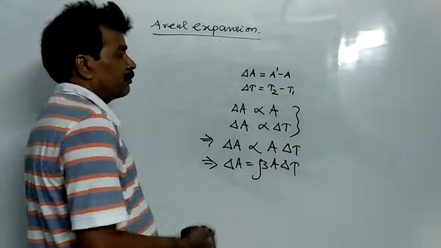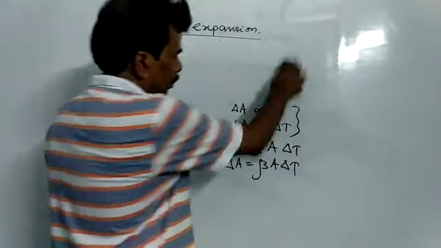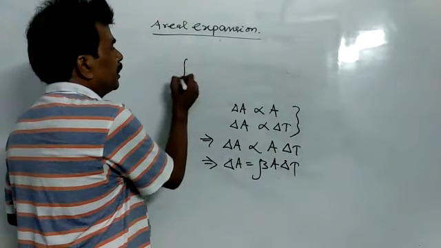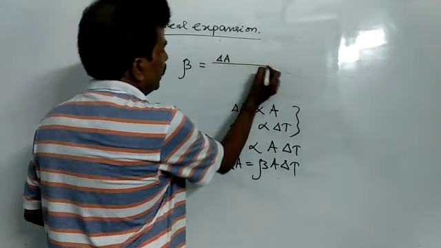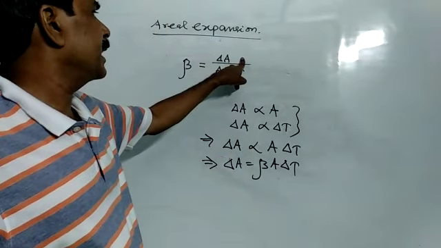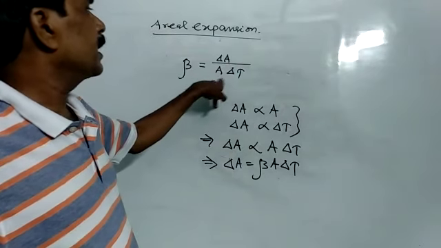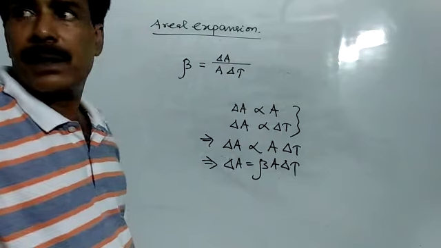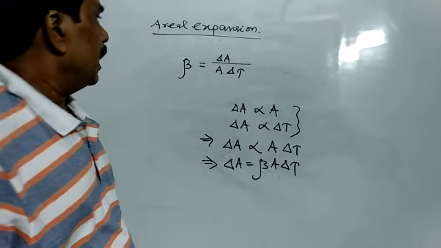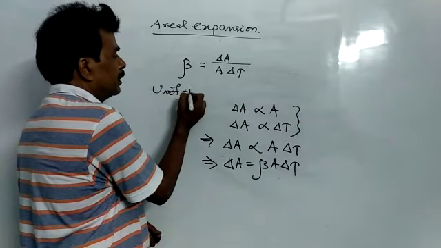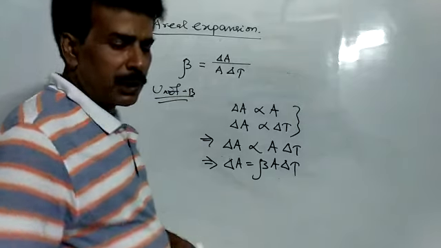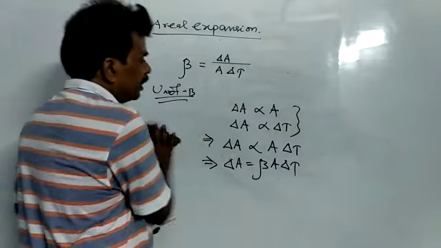From this we will find out beta. So we can write beta is equal to delta A divided by A delta T. So beta is equal to the increase in area divided by the original area into the increase in temperature. And the unit of beta, we can find out, just like alpha.